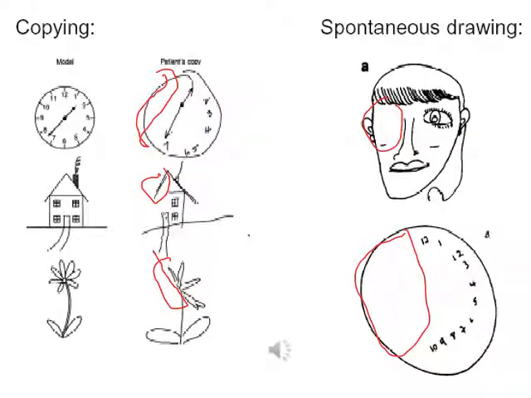If you ask the patient to copy a clock or a picture, they will neglect the left side of the picture, because this kind of contralateral neglect usually happens with the right hemisphere, but they will neglect the left side.